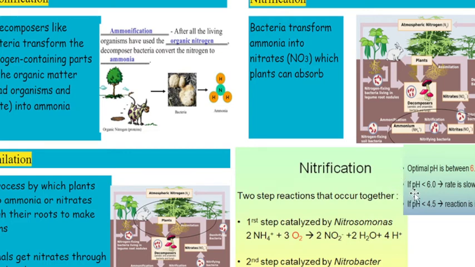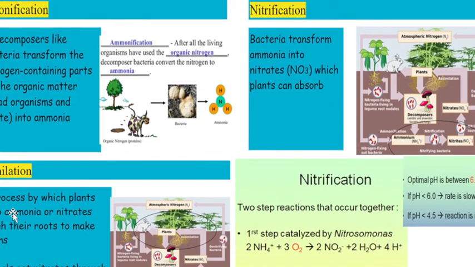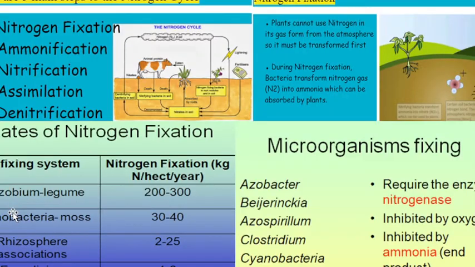But if the pH is less than 6, the rate of conversion will be slow. And if the pH is less than 4.5, meaning the medium is more acidic, the reaction will be inhibited, meaning the conversion of ammonia to nitrates will be inhibited. Then the fourth step is assimilation, and then comes the fifth step, denitrification.